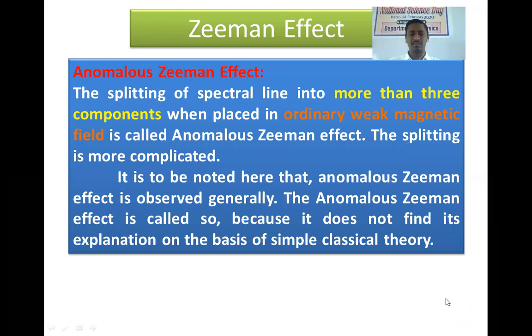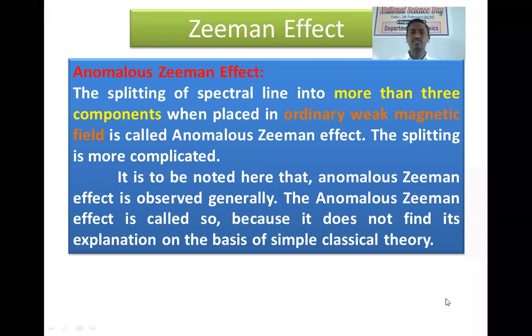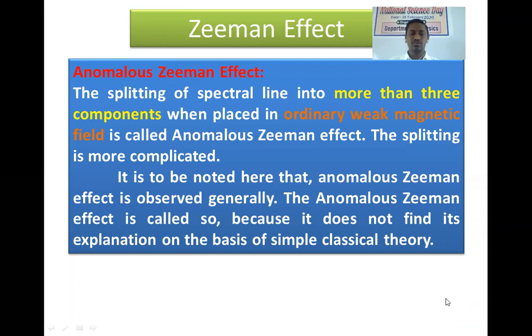As I have told you in the previous lectures, the happening of the anomalous Zeeman effect is general. The anomalous Zeeman effect is called so because it does not find its explanation on the basis of simple classical theory. By using the simple classical theory, we cannot give the theoretical explanation of the anomalous Zeeman effect, though it generally happens. So today we have to explain the results of the anomalous Zeeman effect using the quantum mechanical theory.